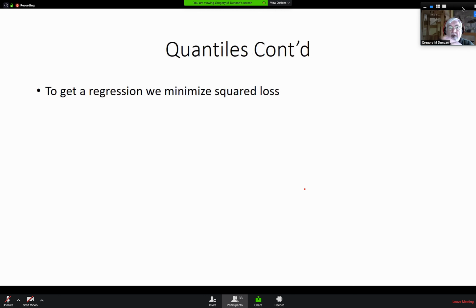Okay. So to get a regression, what do we do? We minimize the square error. That is, we look at yi minus whatever our functional form is, maybe that's an x beta or something. We square it, we sum over the i's, and we get our predicted value.